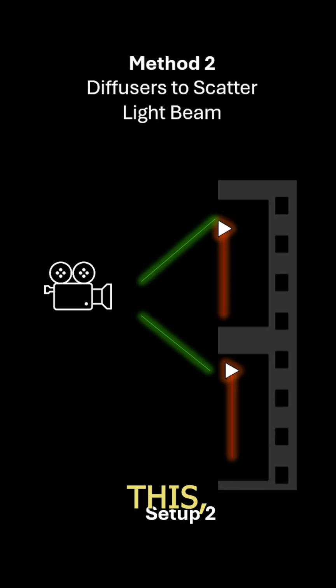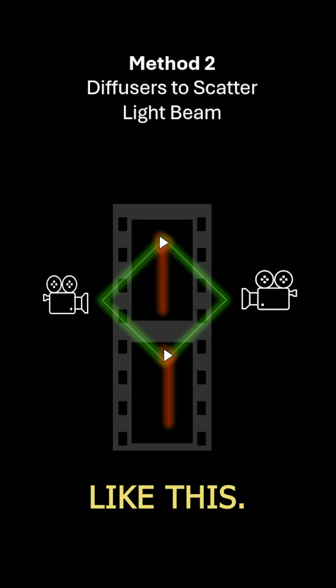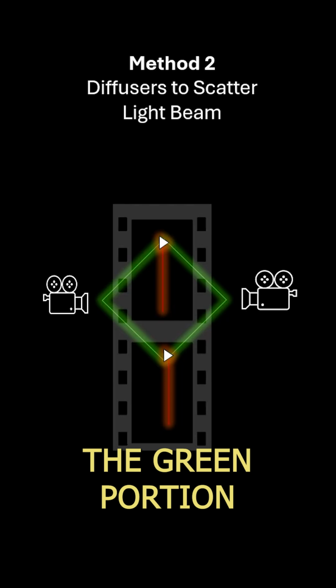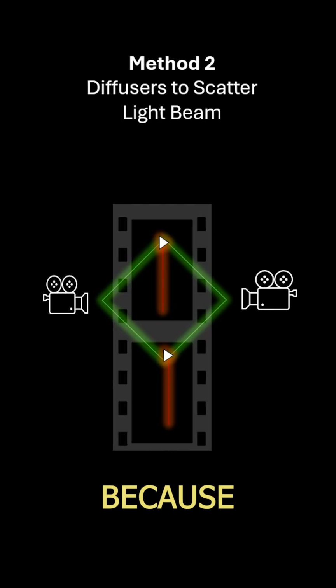Now, because of this, both setups would look like this. And if we see, by placing the two cameras in this particular system, the green portion will cancel out because the light beams are in opposite directions. And by taking the average of setup 1 and setup 2 from flavor 2, we should be able to estimate the speed of light in one direction.